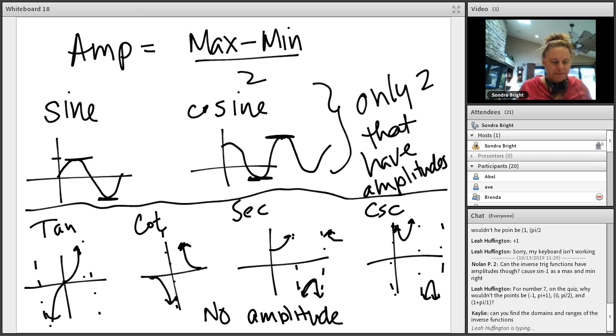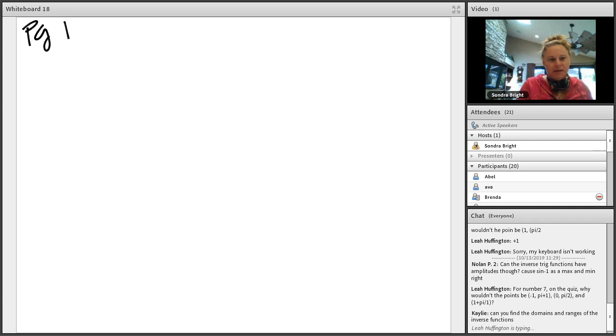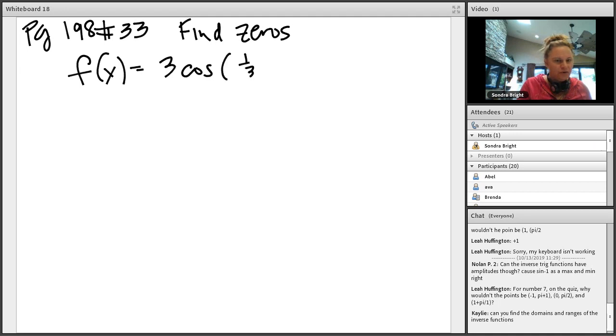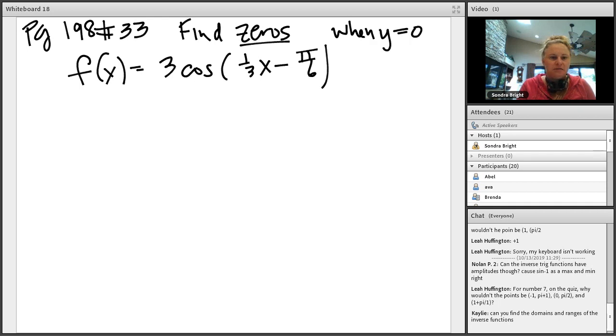Finding the zeros, okay. Page 198, number 33, wants you to find the zeros and the local max and min for f of x equals 3 times cosine of 1/3 x minus pi over 6. So finding zeros, that's when y equals 0. And so you'll set your y, or f of x, equal to 0, and then solve for x.